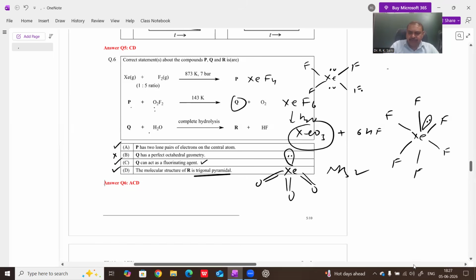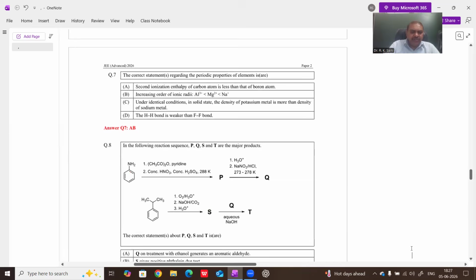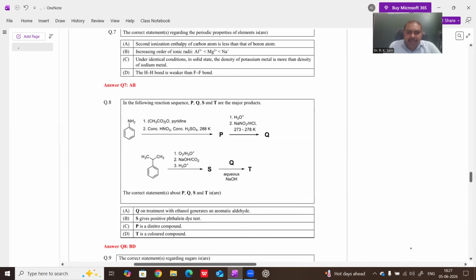Question number 7. This question is taken from the periodic table. First statement: the second ionization enthalpy of carbon atom is less than boron. We write the electronic configuration of carbon after first ionization as 2s2 and 2p1. In the case of boron, we write the electronic configuration as 2s2 only, because one electron is removed from the 2p. Therefore, the second ionization enthalpy of boron is greater than carbon, and hence the first statement is correct.